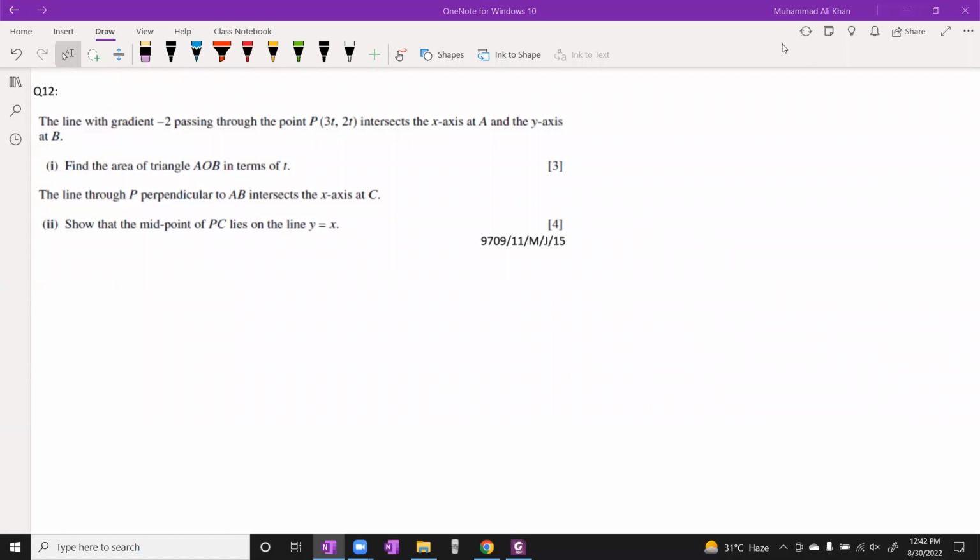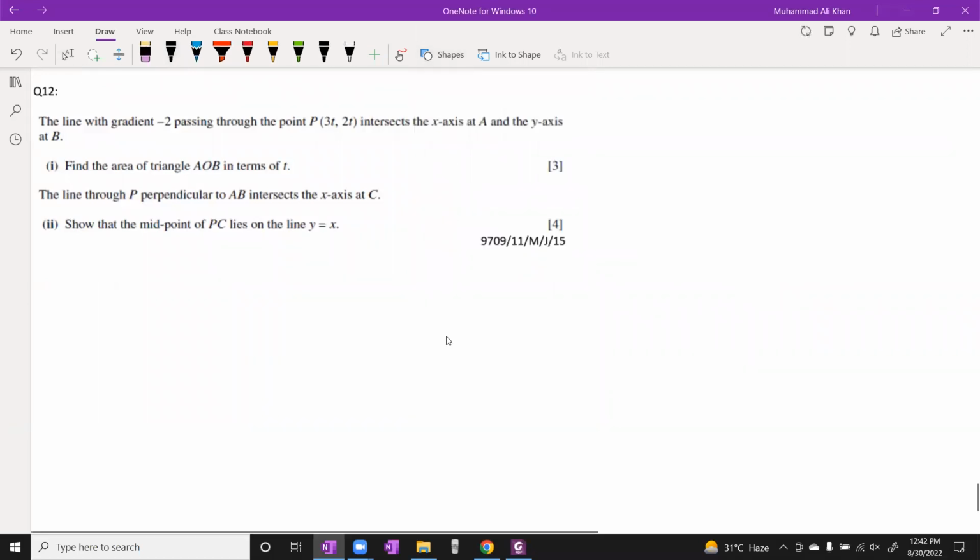Okay, students, question number 12 from the past paper of coordinate geometry. The line with gradient -2 passing through 3t, 2t passing through P intersects x-axis at A, y-axis at B. Find the area of the triangle.